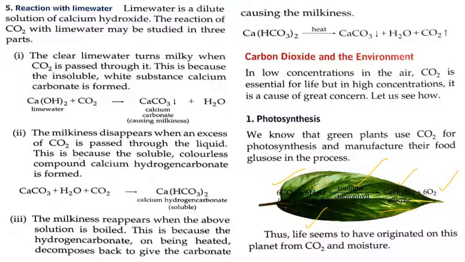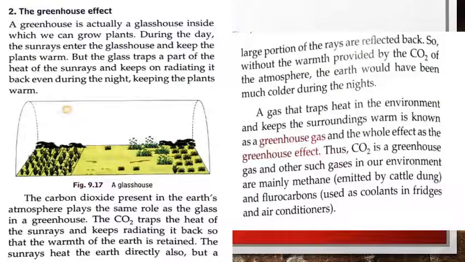Next is the greenhouse effect. We all have heard it somewhere sometime. So what is the greenhouse effect? A greenhouse is actually a glass house inside which we can grow plants. During the day, the sun rays enter the glass house and keep the plants warm, but the glass traps a part of the heat of the sun rays and keeps on radiating it back even during the night, keeping the plants warm.